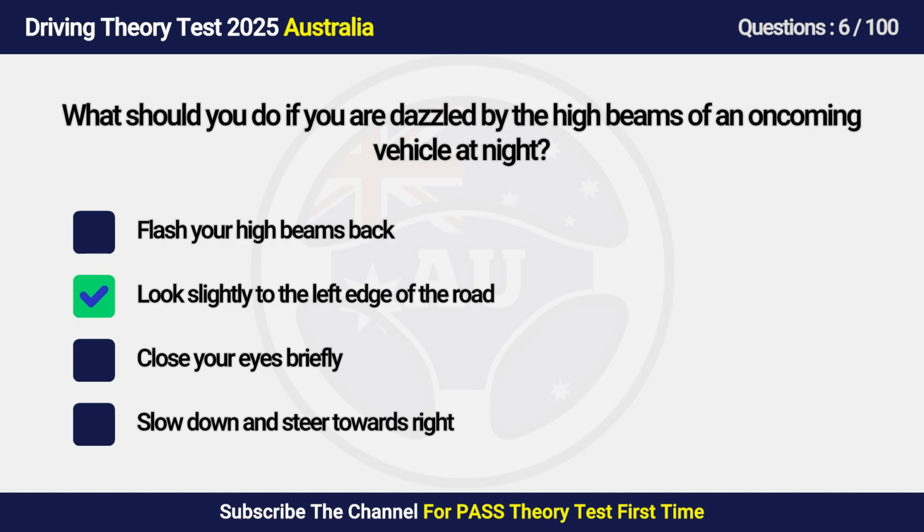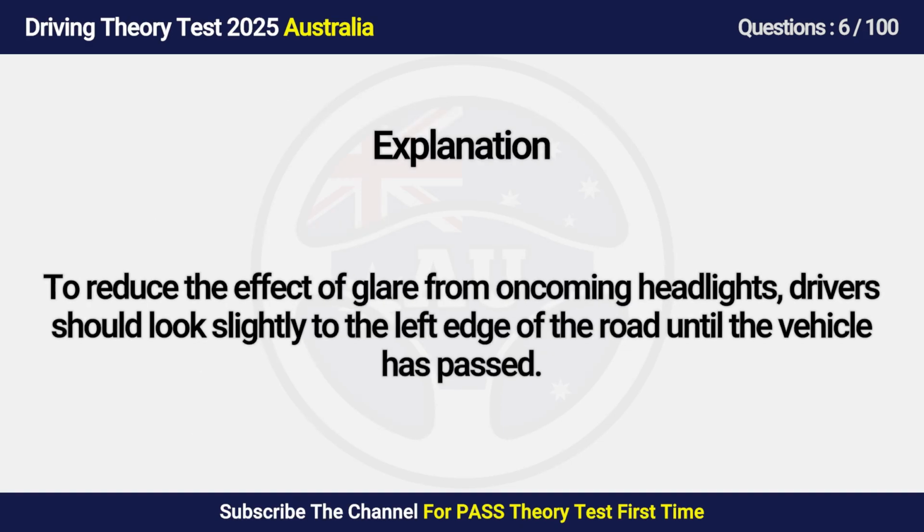Answer is B. Look slightly to the left edge of the road. To reduce the effect of glare from oncoming headlights, drivers should look slightly to the left edge of the road until the vehicle has passed.